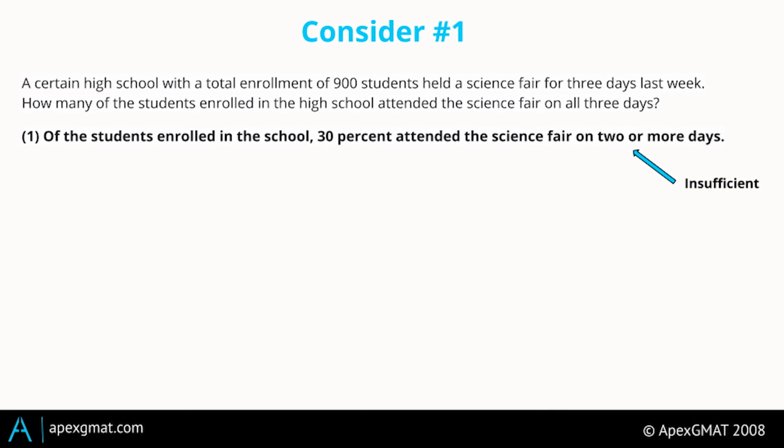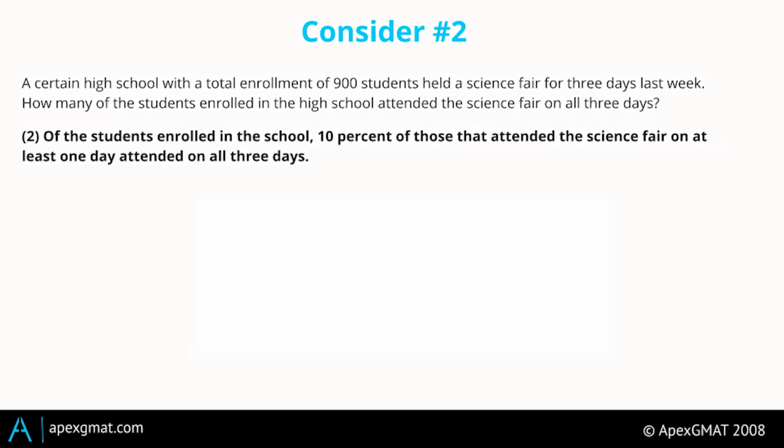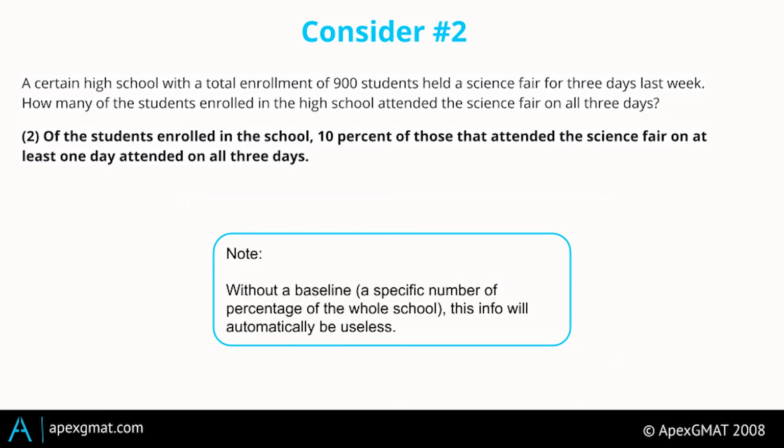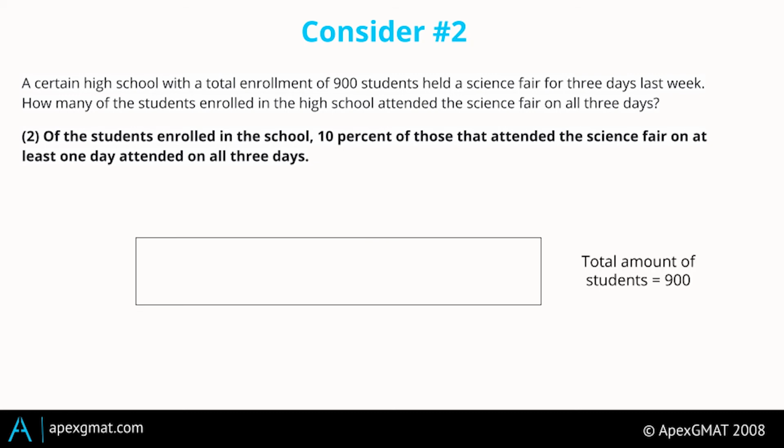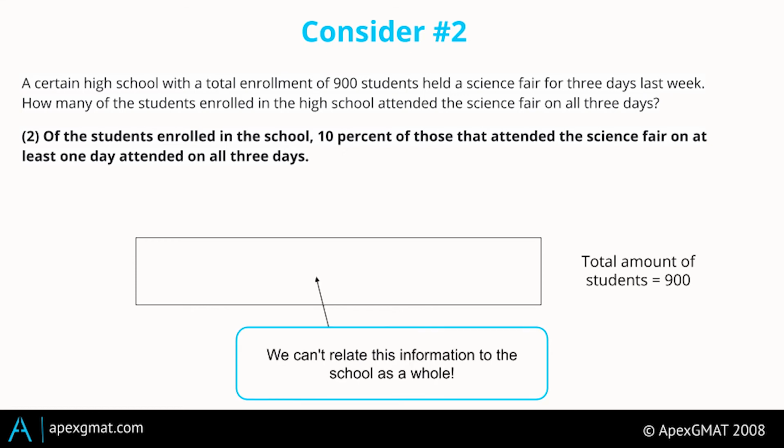However, we could use it possibly with other information that distinguishes between the 2-day visitors and the 3-day visitors. Number two gives us relative information based upon some other number. 10% of those that attended at least 1 day. That means of all those that attended at all, for 1 day, for 2 days, for 3 days, 10% of those belong in the 3-day box. However, we don't know how many students that is.